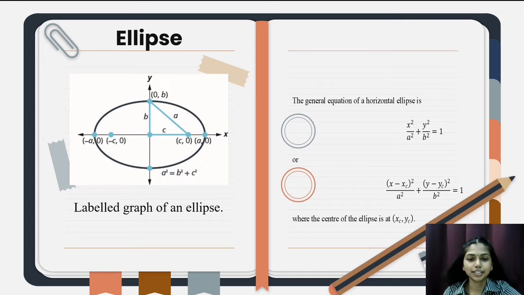Proceed with the quantitative methods. We have ellipse and parabola. In ellipse, the general equation of ellipse was used in solving problems related to the application of ellipse. There are 2 types of ellipse, namely horizontal and vertical ellipse.